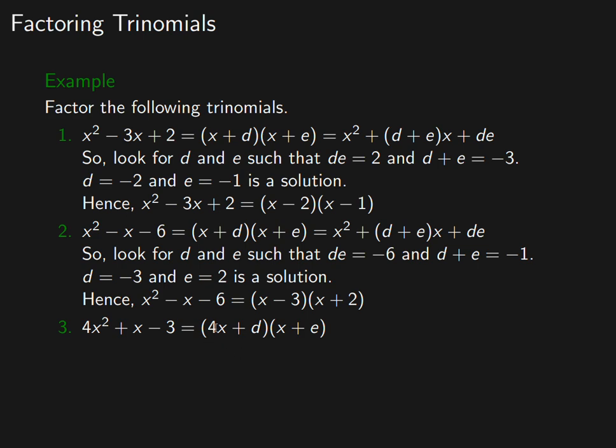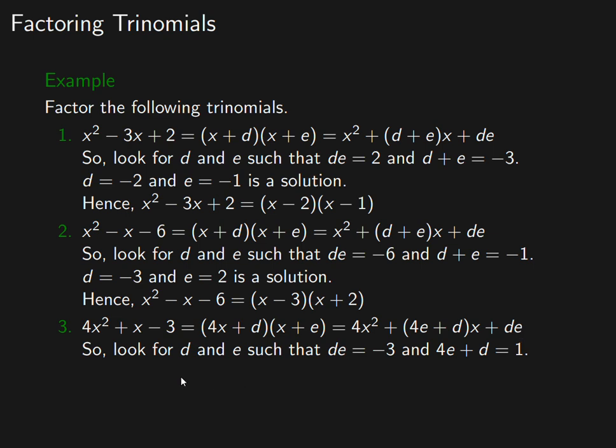One choice is we can say (4x + d) times (x + e), or you could have also said (x + d) times (4x + e). Now let's distribute this. So we get 4x squared plus (4e + d) times x plus de. Now the problem simplifies to finding these two numbers d and e such that their product is minus 3 and 4e plus d is 1.